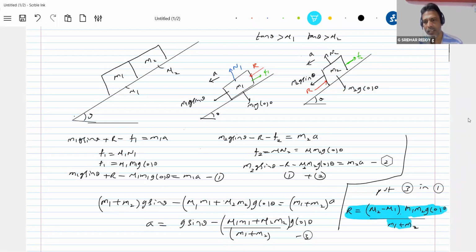For them to be in contact, can you write any condition? Definitely mu2 should be greater than mu1. For the blocks to be in contact, what is the necessary condition? R should be greater than 0. For R to be greater than 0, mu2 should be greater than mu1. If mu2 is less than mu1, R will be negative. Negative means they lose contact. Getting the idea? This equation is very important for you. Whenever two or three blocks come in contact on a rough inclined plane, whether they'll be in contact during motion or not will be determined by the values of mu2 and mu1.